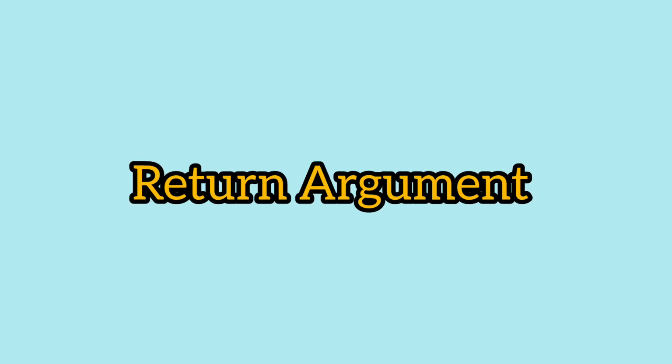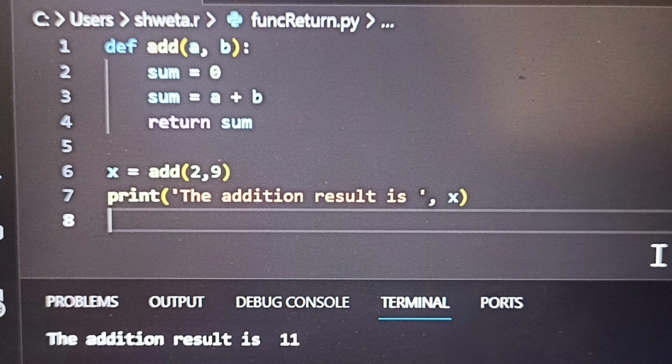Now let's see return argument. A function also returns a value. For example, here in function add, we are passing two arguments a and b and returning the sum.